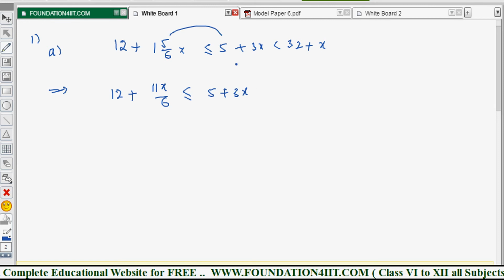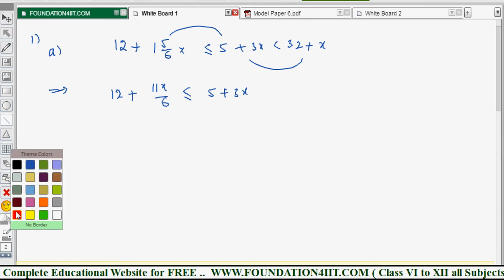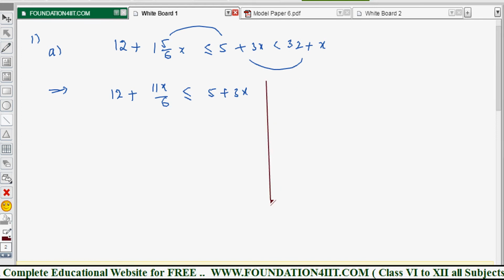Again, we'll take the last two separately. We solve both separately, then we'll combine the solution. From here, the last two, that is 5 plus 3x less than 32 plus x, where the middle term is common for both. We'll simplify this.